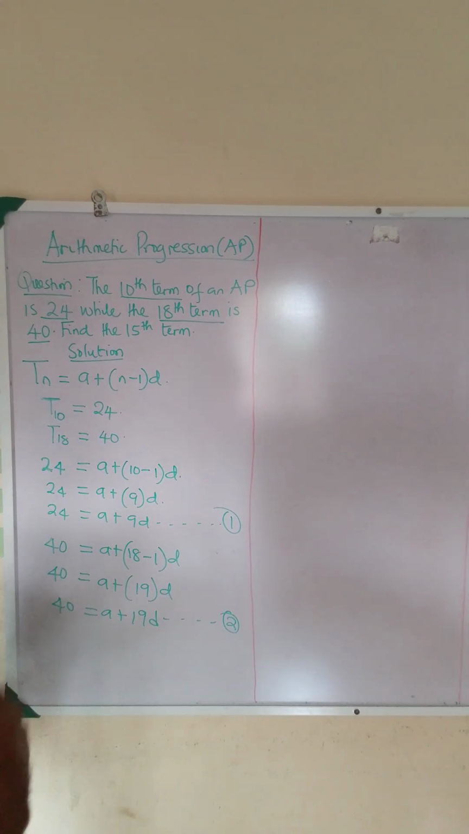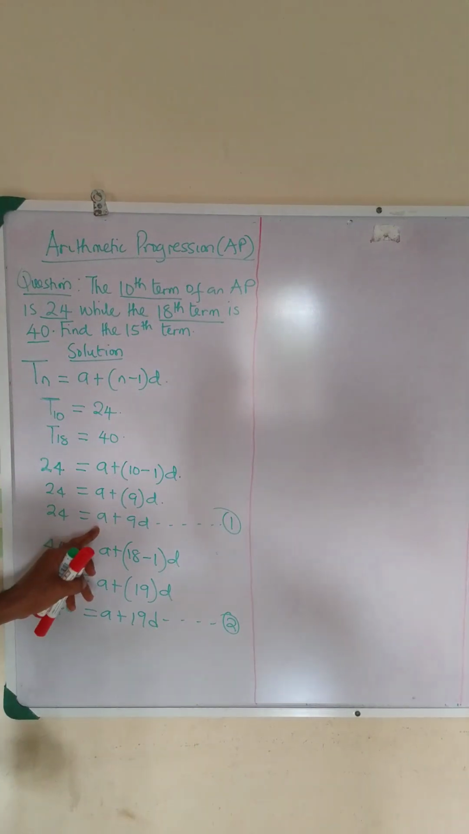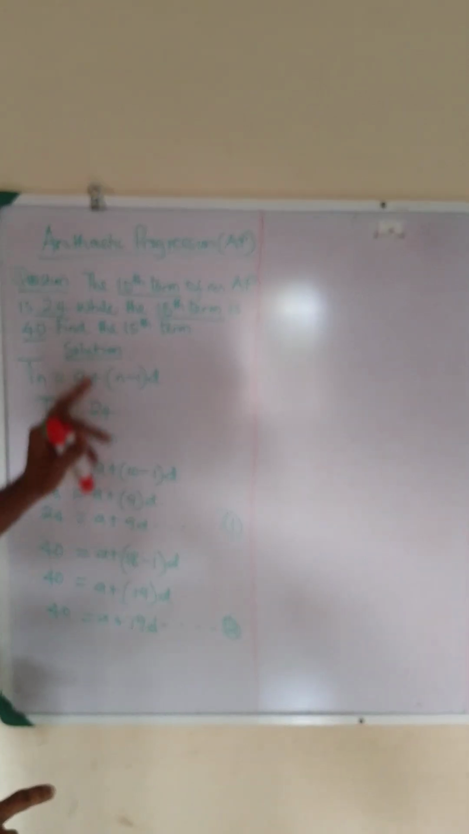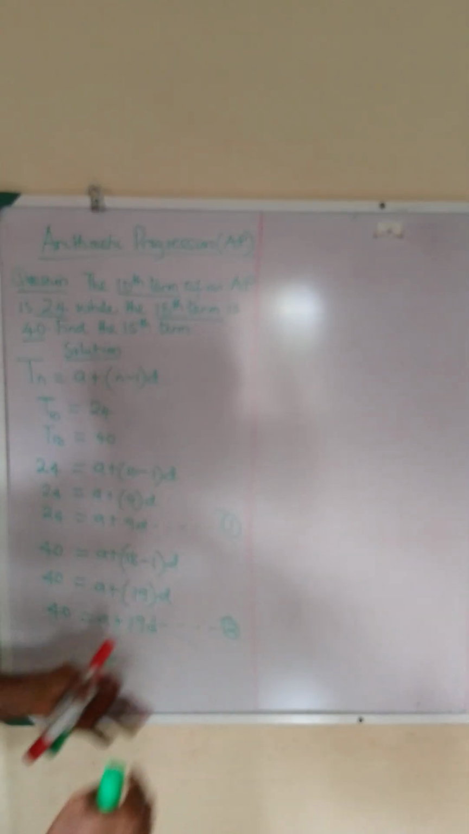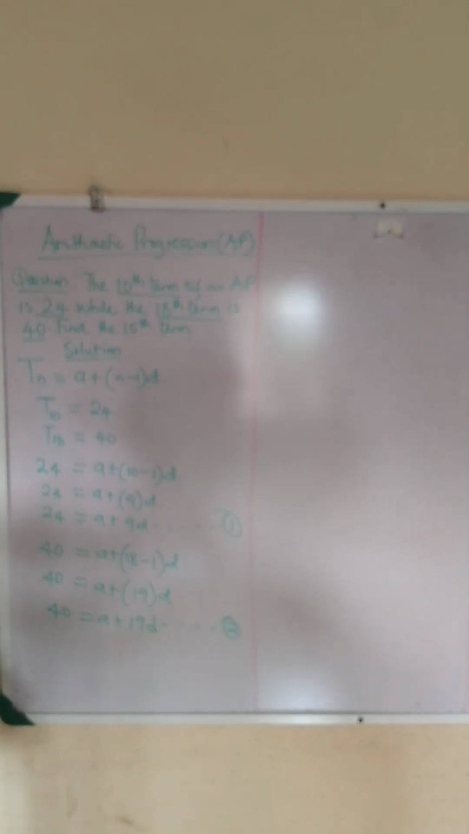And so we are going to write out our equation 1 properly and equation 2 properly, because we are going to solve them simultaneously to find the value of A and the value of D. And then we can now write the equation for the 15th term, bring in those values of A and D to find the actual value of our 15th term.